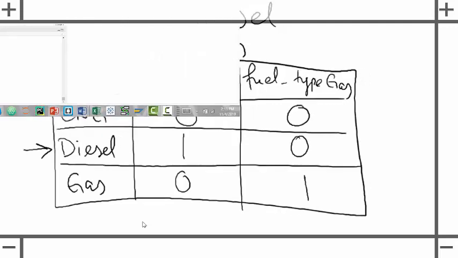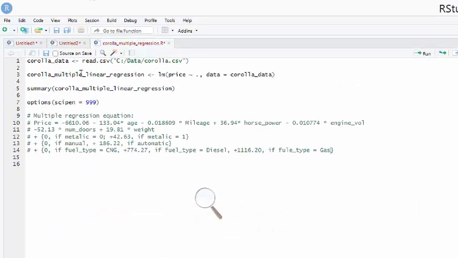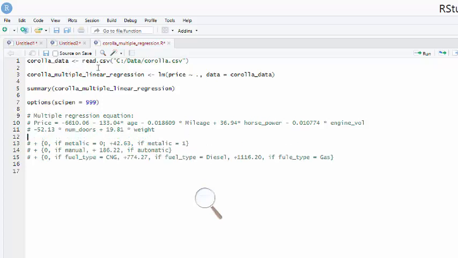So let me go back to my equation here, okay? So instead of having this type of record, 0 if metallic, plus 42 if non-metallic, here's what I can do, okay? Instead of this record right here, I'm going to say plus the value 42.663 times the variable metallic, okay? Instead of this one right here.